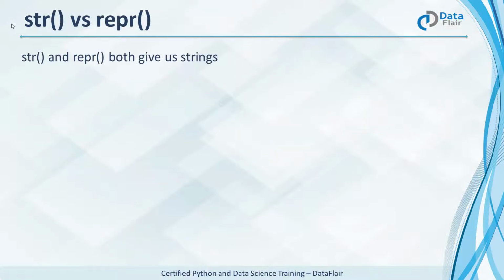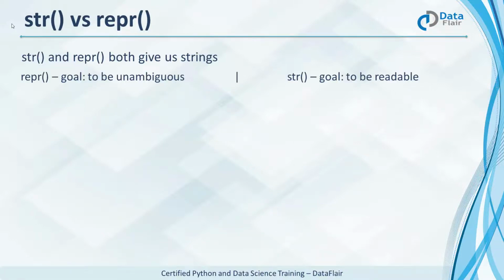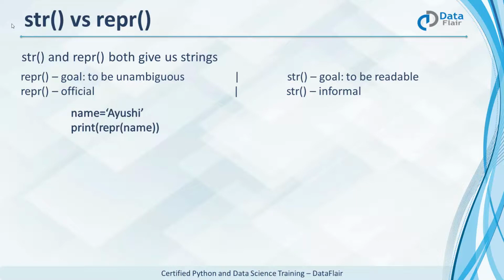By now, you understand the use of Repr. Let's compare this with str, which also gives us a string. The main goal of Repr is to be unambiguous, but that of str is to be readable. Repr returns something that can be evaluated, but str returns something that is easily readable. Repr is official and str is rather informal. Name is Ayushi. Repr gives us this, and str gives us this.